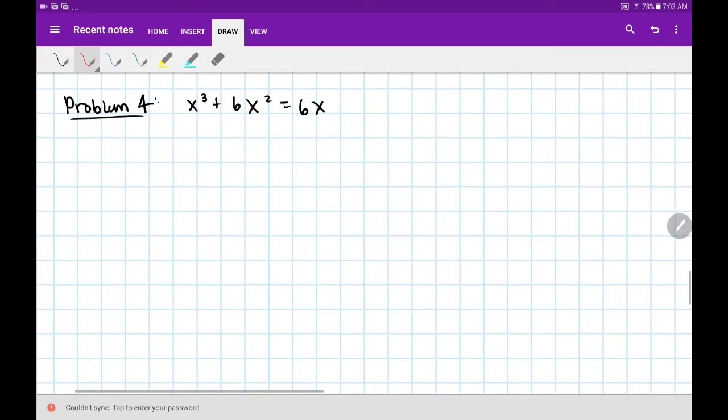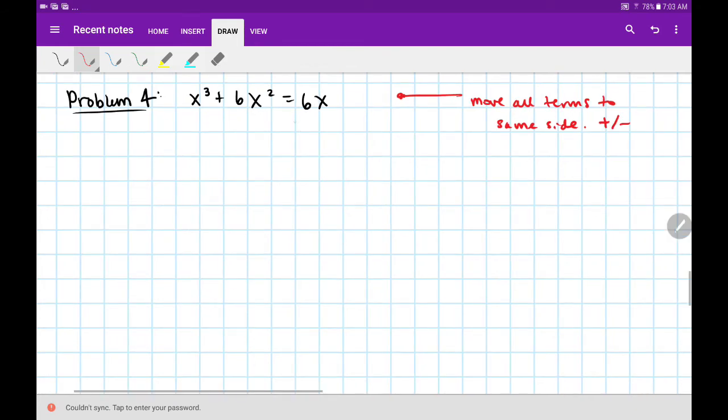All right, final problem. So for number 4, you'll notice a bunch of these expressions have numbers on both sides of the equal sign. So before we do anything at all, we need to move all terms to the same side. And we'll do that by addition or subtraction. So in this case, I'll just move the 6x to the other side by subtracting it.